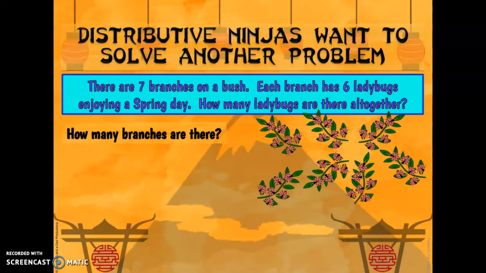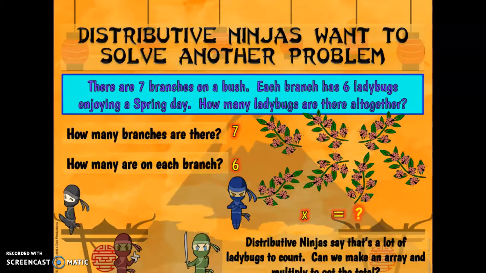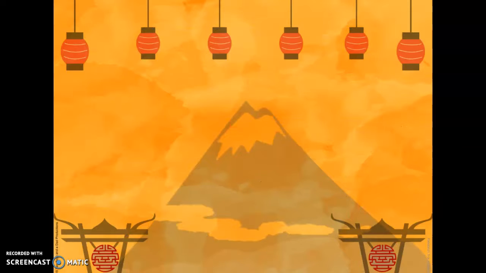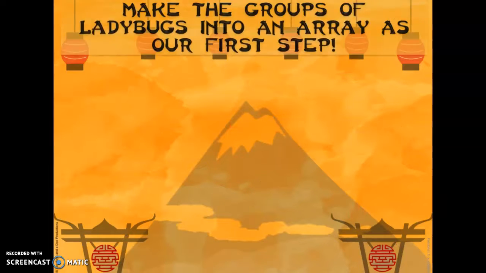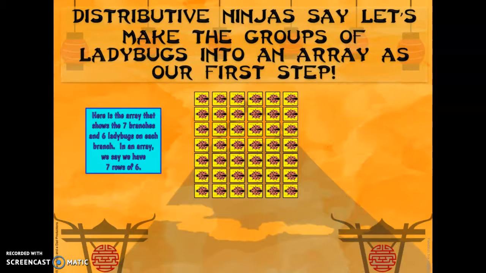So let's talk about how many branches there are. So we know that there's 7 branches based on the word problem. And we can also go over there and count them. How many are on each branch? Now we just said in the word problem it told us 6. So we know there's 6, and we could easily go count those to see that there's 6. The distributive ninjas say that that's a lot of ladybugs to count, and they can make an array to help them multiply the total. So we absolutely can make an array to make it easier for us to see it.